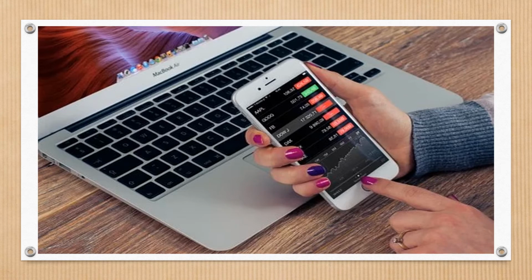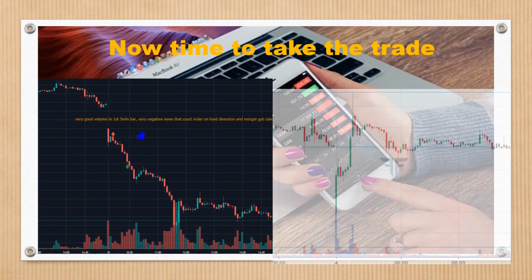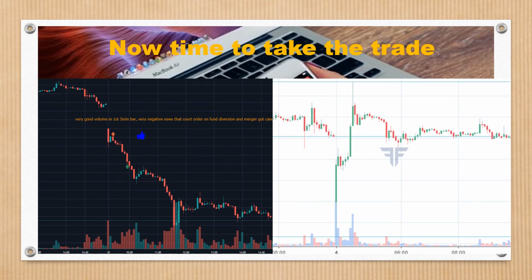Now, time to take the trades. You need to analyze what kind of gap it's going to be. Is it a continuation gap? Is it an exhaustion gap? It can also be a common gap or a breakaway gap.